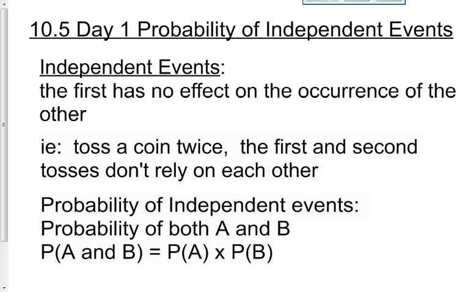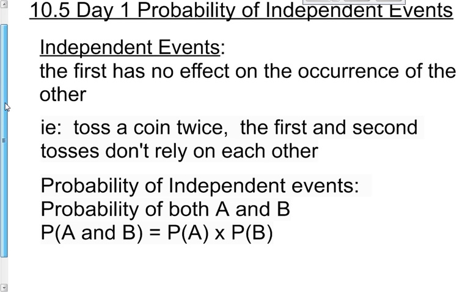This is section 10.5. We're looking at this section in 2 different days, so this is part 1. We're looking at probability of independent events. So we have a definition again. You'll want to write this down in your notebook. Independent events means that the first event has no effect on the occurrence of the other or the second event.